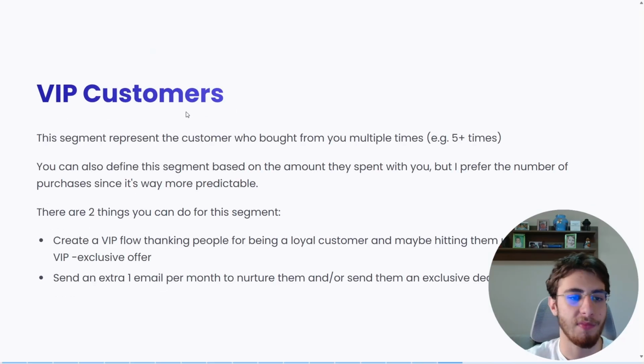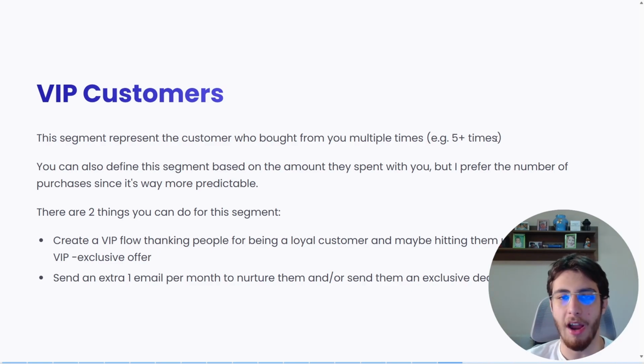VIP customers. These segments represent the customers who bought from you multiple times, for example, 5+ times. You can also define the segment based on the amount they spent with you, but I prefer the number of purchases since it's way more predictable. If they spent, let's say, $600 in total, they're now a VIP customer, but they could have done $600 in 2 purchases, of 300 on average, right? Or you could target people who actually came back 5 times to buy from you.